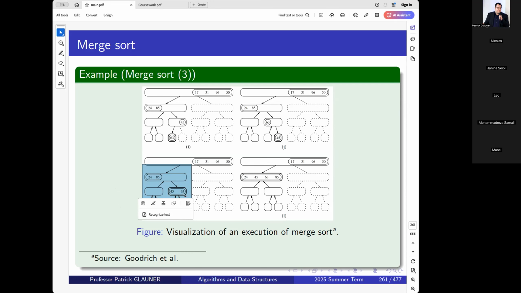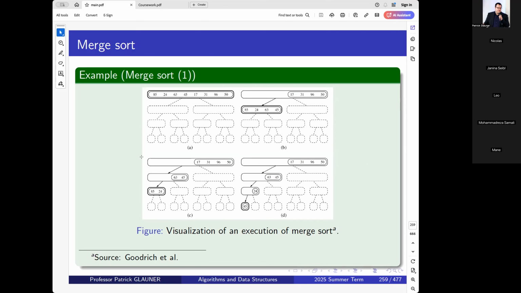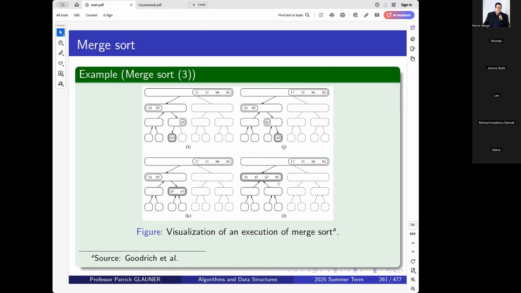Now I have 85 and 63. Which one is smaller? 63. And now I have one element, it's the 85. So I have just sorted the left sublist of my whole data set because it looked something like this: 85, 24, 63, 45. By keep splitting it and then merging it, I have achieved a 24, a 45, a 63, and an 85. Now I have to do the same procedure with the right sublist from the very beginning.